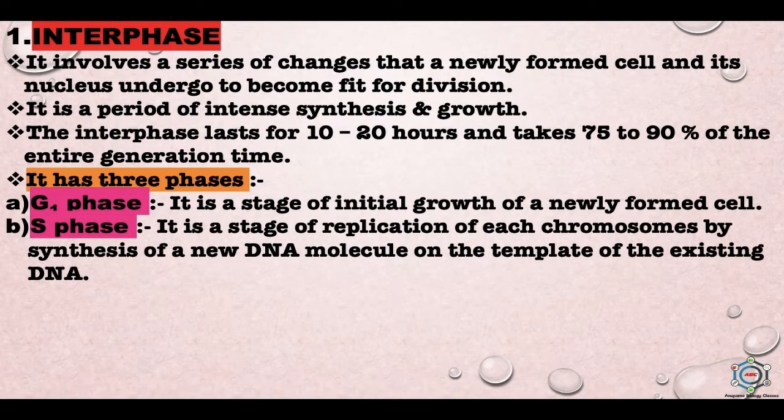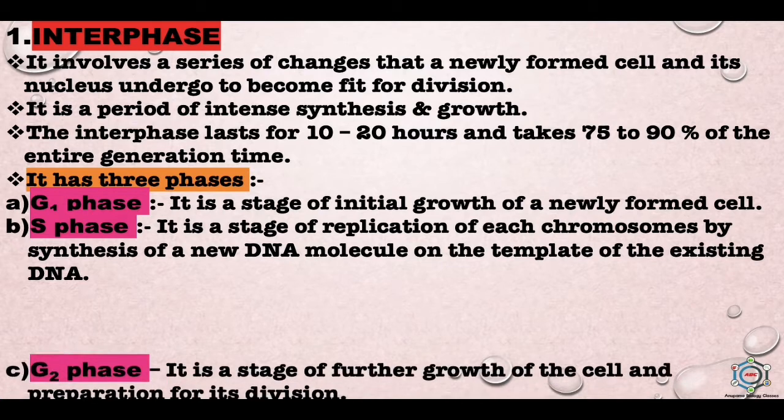Second is S phase. It is a stage of replication of each chromosome by synthesis of a new DNA molecule on the template of the existing DNA. It is the period of whole cell DNA synthesis during which the cell replicates its genetic content. A normal diploid somatic cell with a 2n complement of DNA at the beginning of S phase acquires a 4n complement of DNA at its end.